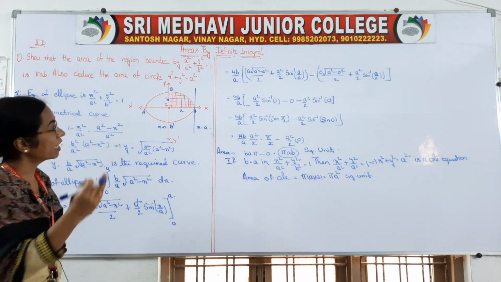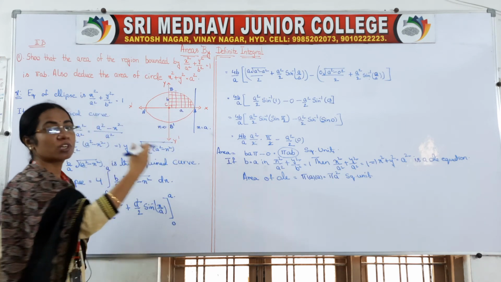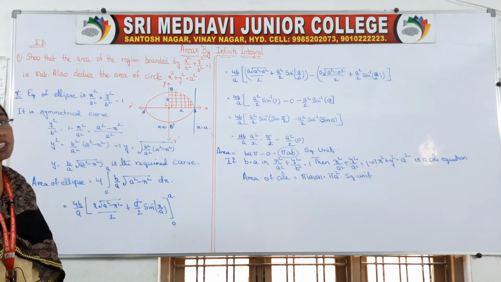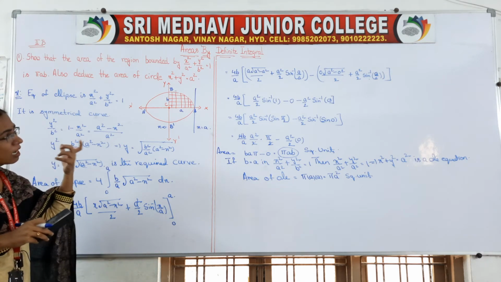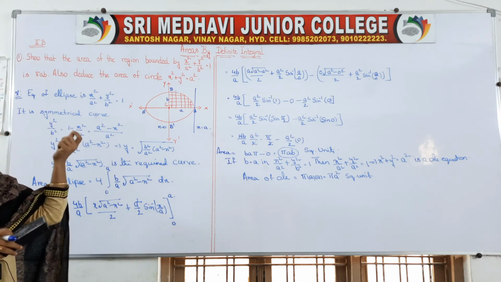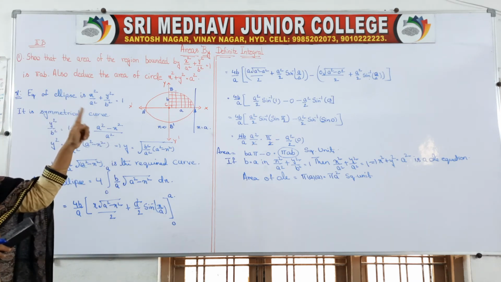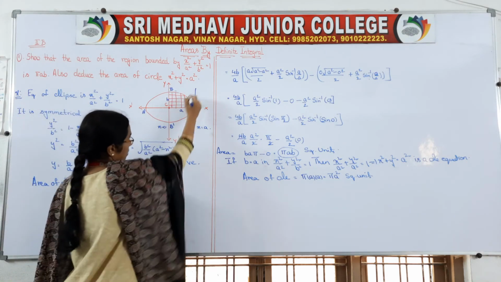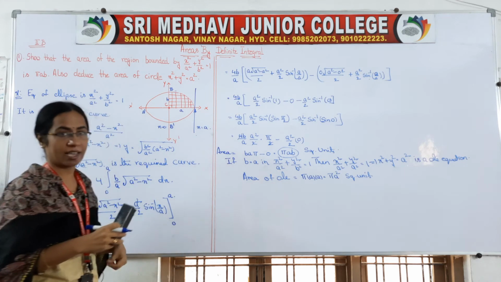So if I find the area of this part, 4 times that area is nothing but the area of the ellipse. So the area of the ellipse we can find by taking 4 times the area covered by that curve, and x is equal to 0, x is equal to a, and the x-axis.